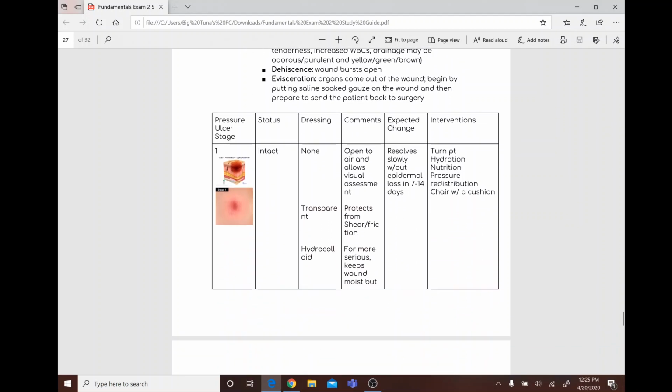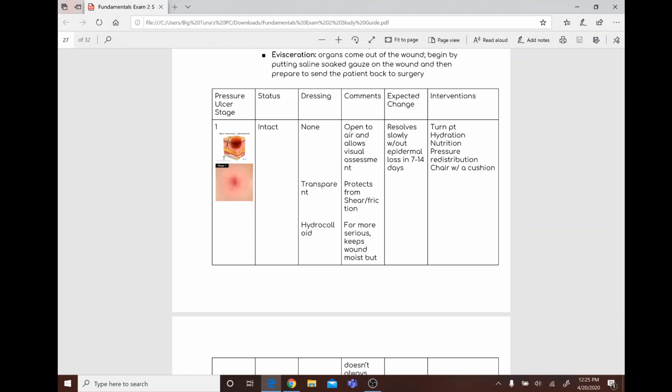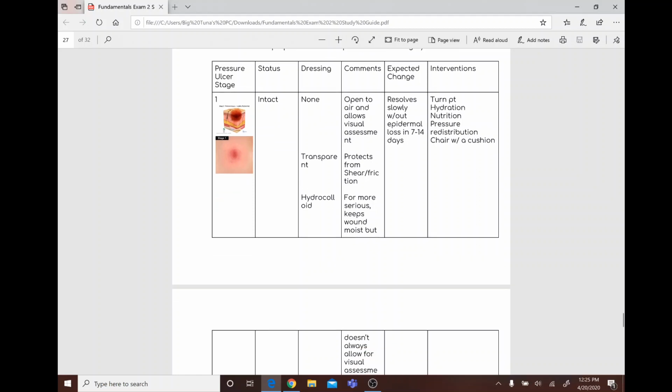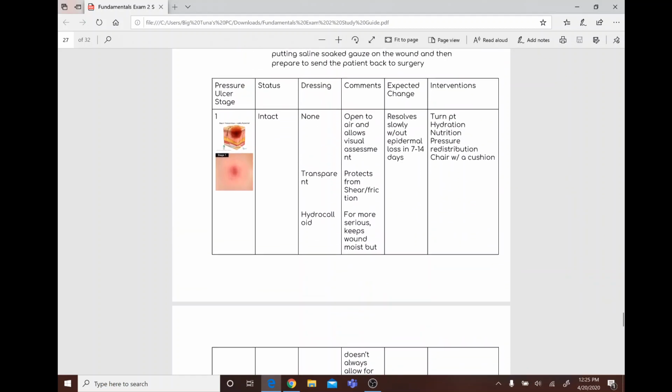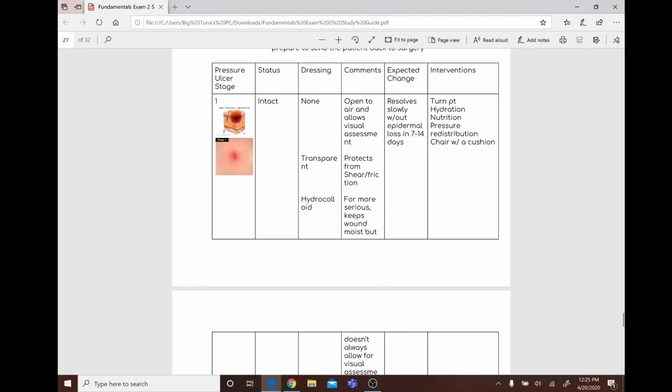All right. What is the status of a stage 1 pressure ulcer? Intact. What dressings are used for stage 1 pressure ulcer? None, transparent, or hydrocolloid. What do we know about using no dressing on a stage 1 ulcer? Open to air and allows for visual assessment.